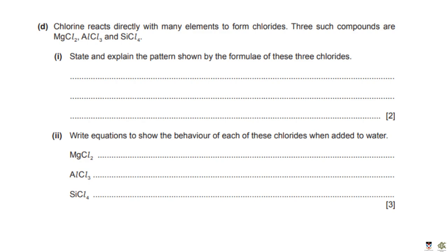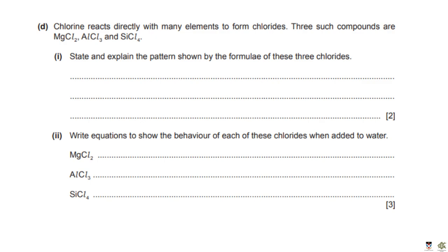Chlorine reacts directly with many elements to form chlorides. 3 such compounds are magnesium chloride, MgCl2, AlCl3, and SiCl4. State and explain the pattern shown by the formulae of these 3 chlorides.